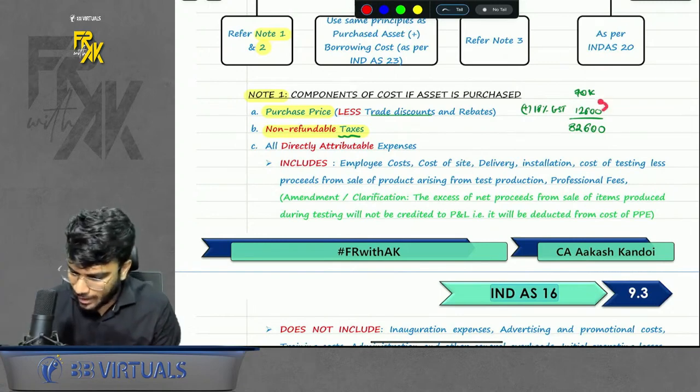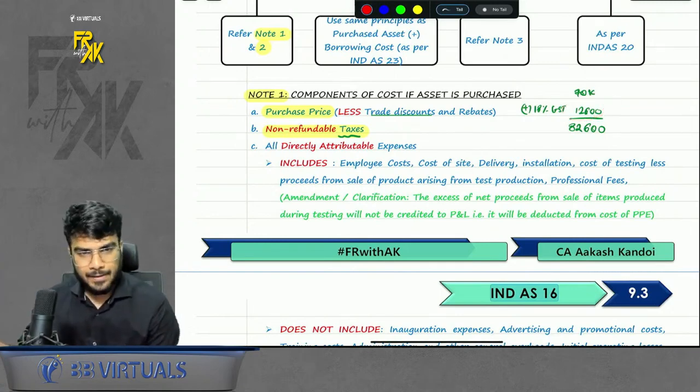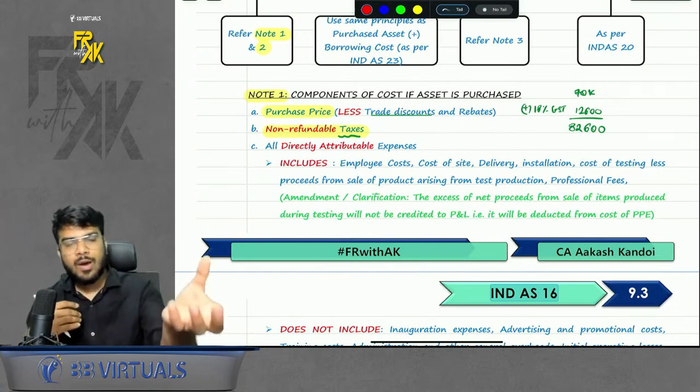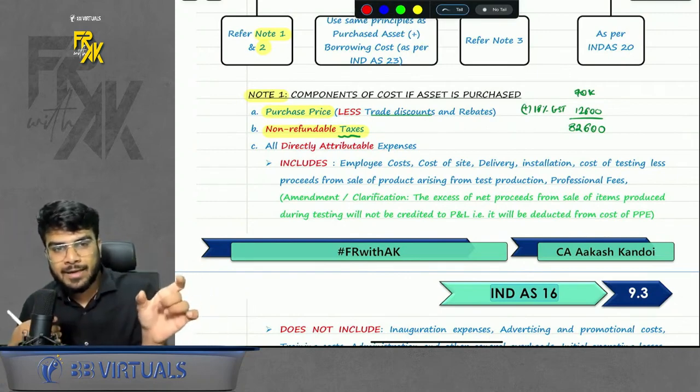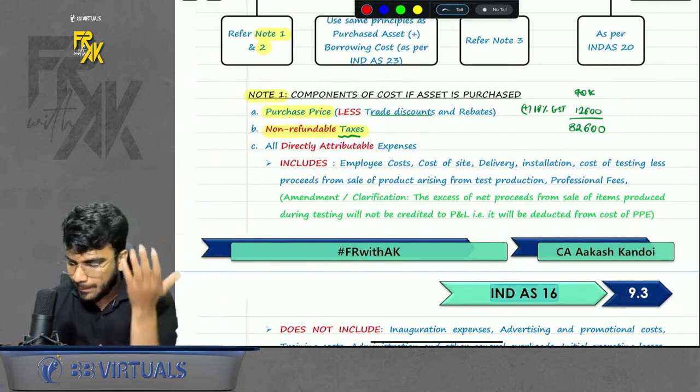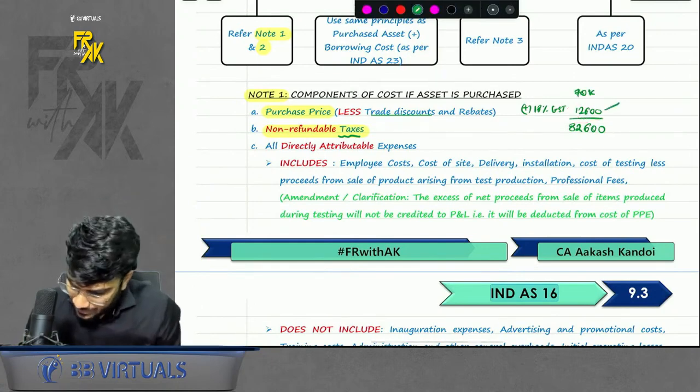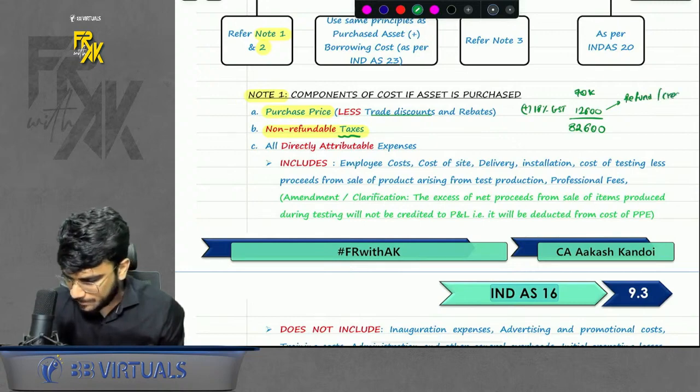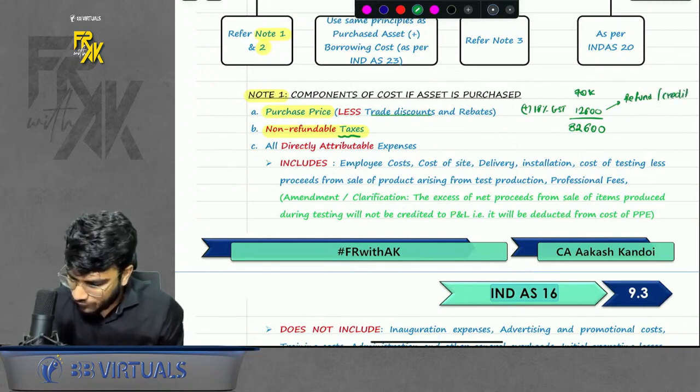See, for example, you have made this payment to the shopkeeper, and let's say you also have a GST liability to be paid to the government. So you can take the benefit of this. If basically you can get a refund or credit of this, then this will not form part of cost.